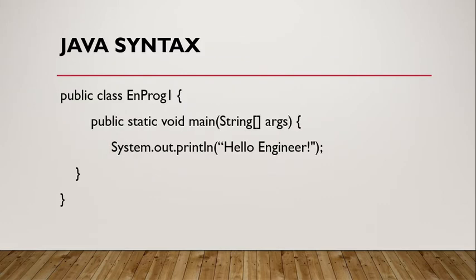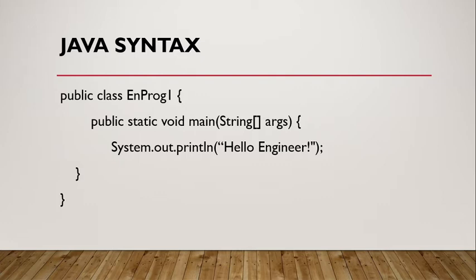Java syntax. Java is case-sensitive. The all capital letters of my class and all small letters of my class have different meanings. The main method is required, and you will see it in every Java program. Inside the main method, we can use the println method to print a line of text to the screen. In this program, it simply prints "Hello Engineer" to the screen.